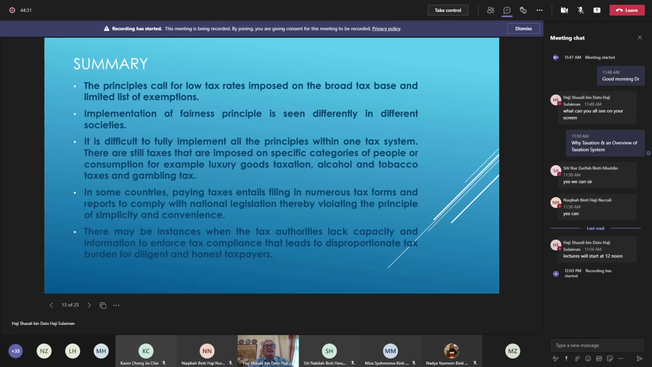Implementation of these principles is seen differently in, of course, different societies. It is difficult to fully implement all the principles within one tax system. There are still taxes that are imposed on specific categories of people or consumption, for certain luxurious goods, taxation on alcohol, tobacco, and gaming tax. Yeah. In some countries, paying tax entails filing numerous tax forms and reports to comply with national legislation, thereby violating the principles of simplicity and convenience.